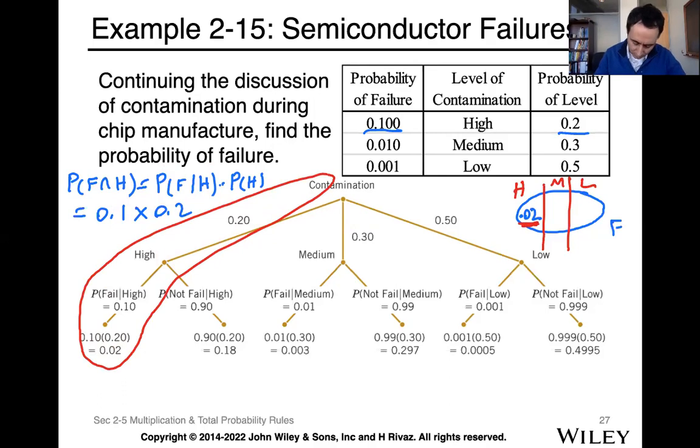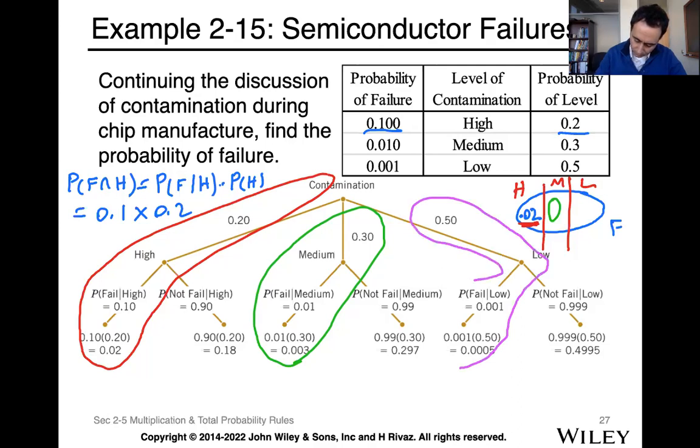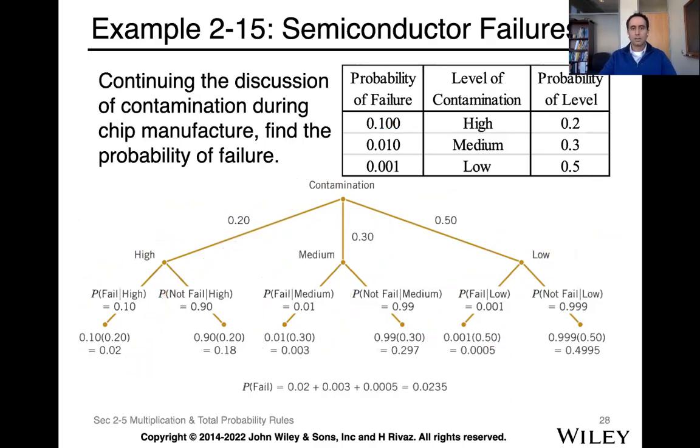So similarly, we can calculate failure given medium. This path will give me the number here. And this path, failure given low, will give me the number here, right? And I simply add them up and I get the chance of failure. So the additions are here. So there's a 23.5% chance of failure. Okay.